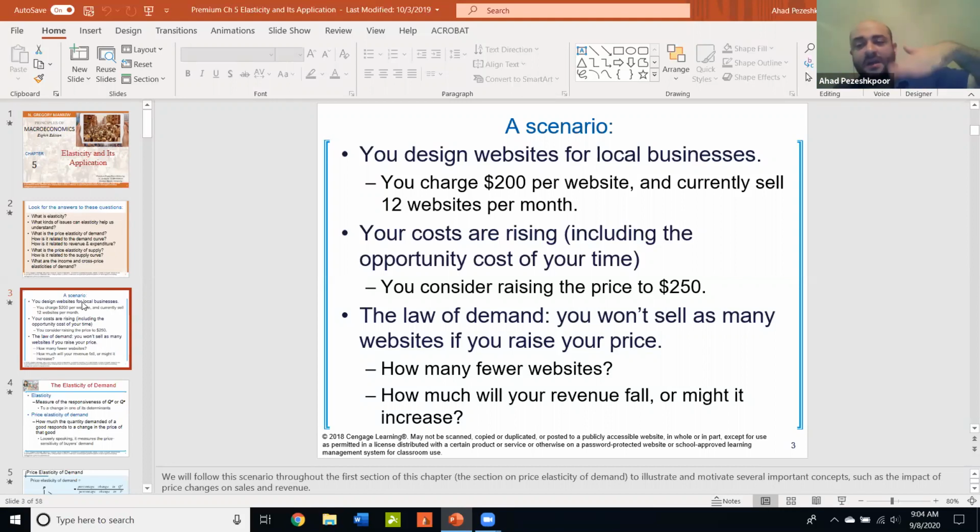Elasticity is how responsive a curve is. It's a term from mathematics, and it tells us how responsive something is to changes in the dynamics.